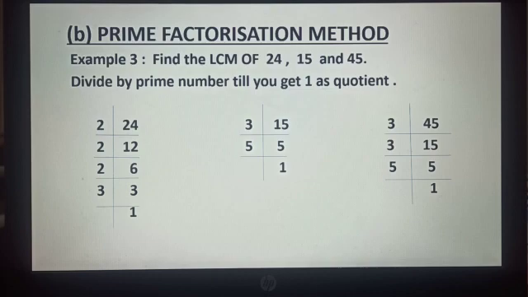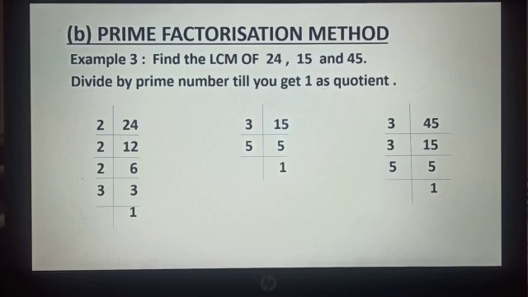Now we will make the prime factors of 15. 15 is divisible by the prime number 3. We are getting here 5. 5 is divisible by the prime number 5. We are getting here 1.